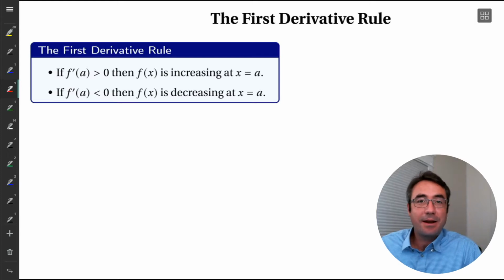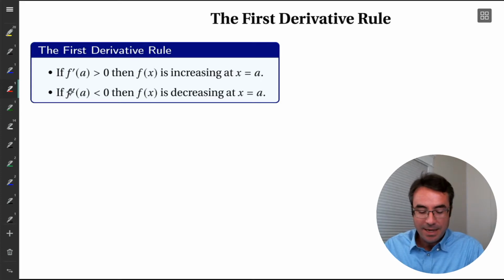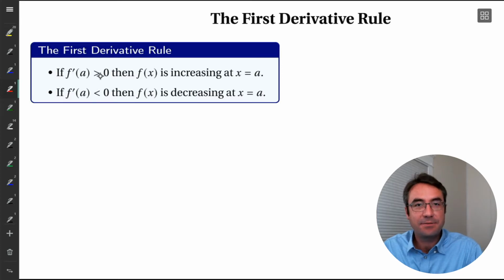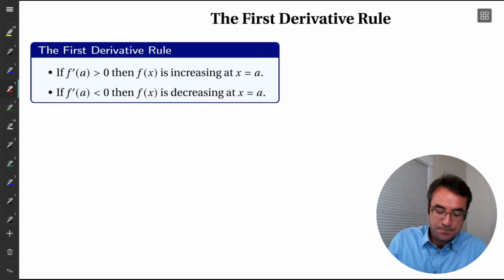All right, now we're going to look at our first major rule that relates the derivative to the actual function. And so we're going to be talking about our first derivative rule here. What this says is that if f prime is positive, greater than 0, at a point x equals a, then our function f is increasing at that point. Or if f prime is negative, so less than 0, then our function is decreasing at that point.